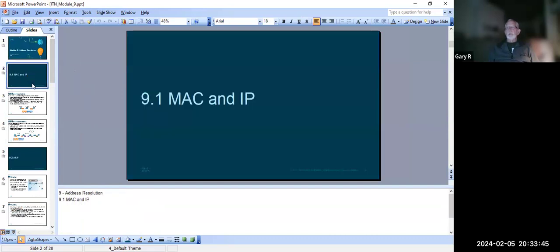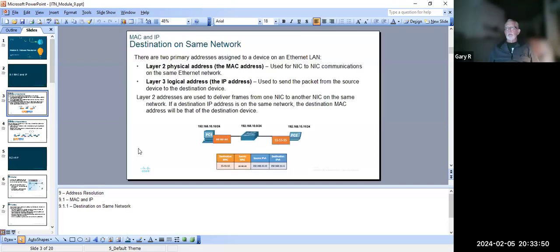So let's look at MAC and IP, the relationship and what's going on here. Now we've sort of gone away a little bit from routing, but this will tie back into routing. So what we have here is a PC here and a PC there. The fact that there's a switch in between is irrelevant for what we're looking at here with the relationship between MAC and IP insofar as the actual forwarding.